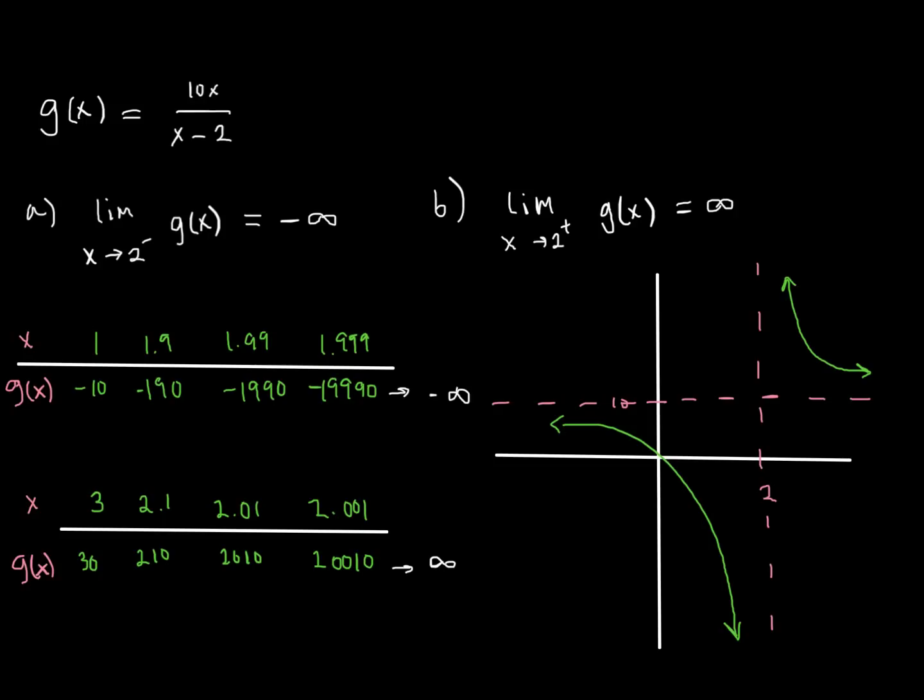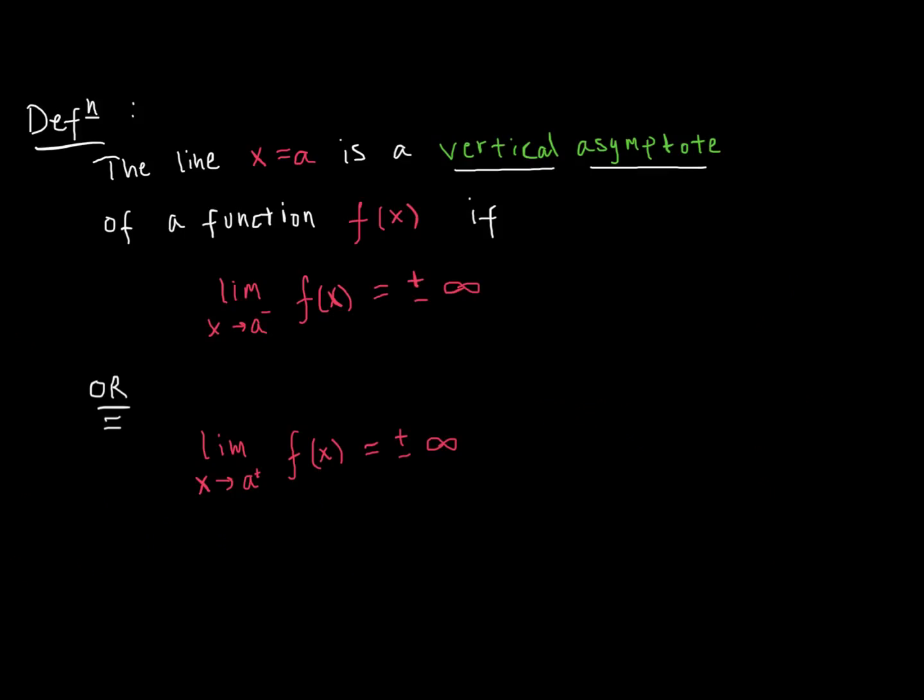And here we can see, look, this is a rational function, has horizontal asymptote at 10, but the vertical asymptote is at 2. And the reason is that as we approach 2 from the left-hand side, the function is diving down towards negative infinity, and as we approach it from the right-hand side, the function is shooting up towards positive infinity. And this is actually how we define a vertical asymptote.